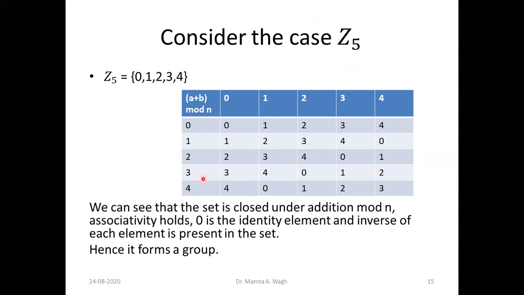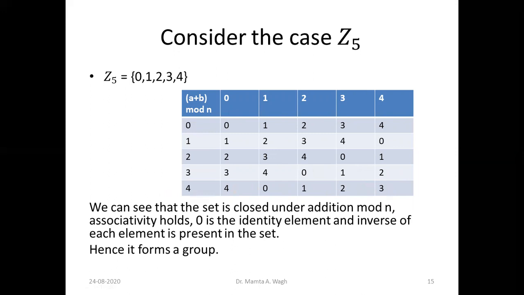Next is this, 3 plus 0 is 3, 3 plus 1 is 4, 3 plus 2 is 5, which is 0, and 3 plus 3 is 6, which is 1 under modulo 5, and 3 plus 4 is 7, which is 2 under modulo 5. 4 plus 0 is 4, 4 plus 1 is 5, which is 0, 4 plus 2 is 6, which is 1, 4 plus 3 is 7, which is 2, and 4 plus 4 is 8, which is 3 modulo 5. So from this table, you can see that all these elements are from this set only. That means under addition modulo n, this Z5 is closed.